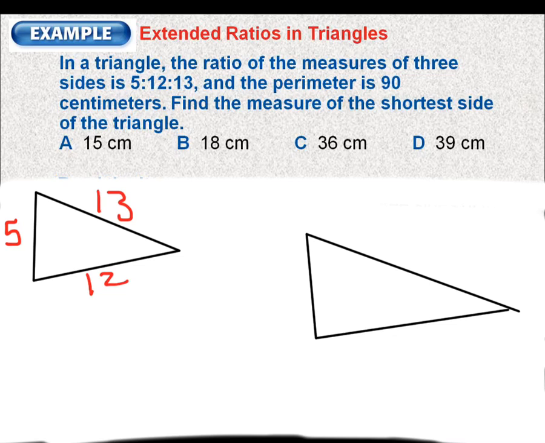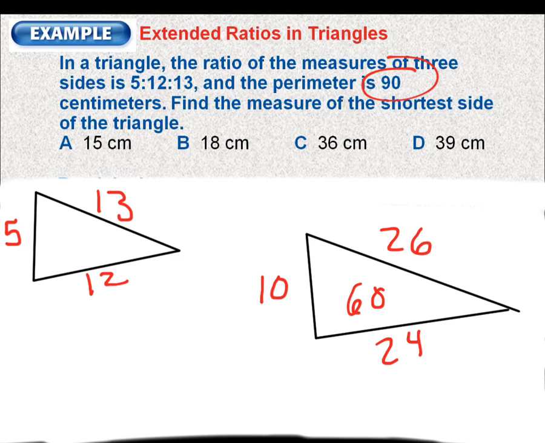For example, one triangle that would be proportional would be 10, 24, 26. Why is this triangle proportional to this one? How do I know this one's proportional to this one? Yeah, each of the sides is just multiplying by 2. 5 times 2 is 10. 12 times 2 is 24. 13 times 2 is 26. It's just a bigger scaled version of that one, right? But the perimeter of this, 26 plus 24 is 50, plus 10 is 60. The perimeter of this is 60. I want a perimeter of 90.